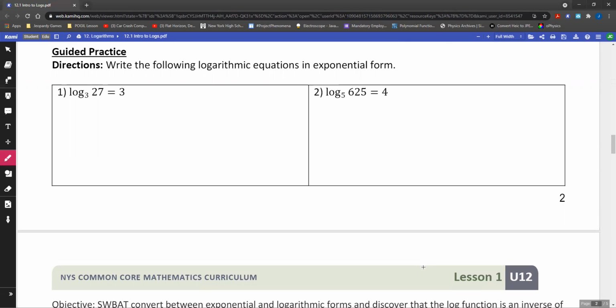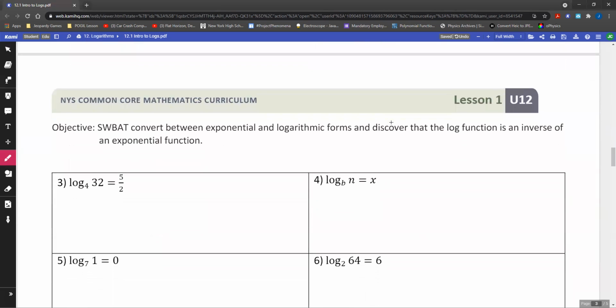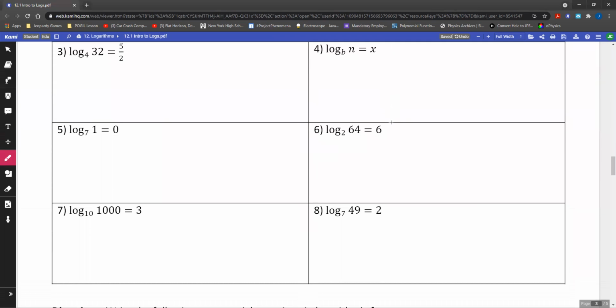I have this in log form, so I'm going to take the base of my log, move it over so that it's the base to my new exponent. I drop the log term that was there. So I'm left on the left side with 27. And on the right side, I now have 3 to the third. Over here, similar thing. I have 5 as my base. I move it over to the other side and it becomes my base once more. The log drops and I have 625 equals 5 to the fourth. We can always check in the calculator to make sure this works, and I recommend that you do that yourself.